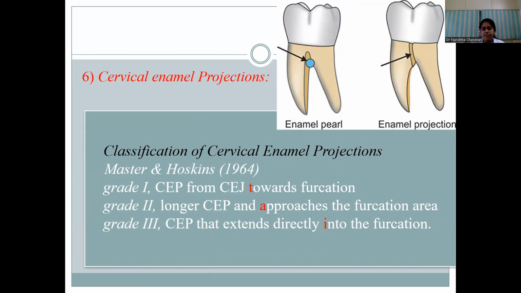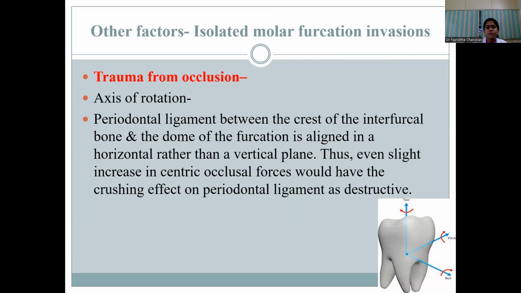One is CEP extending from the CEJ towards the furcation. Two is approaching the furcation. Three is into the furcation area. Similar to the cervical enamel projection, we have something called an enamel pearl also. These are all areas where local factors accumulate and instrumentation becomes difficult. So there are chances for furcation involvement.